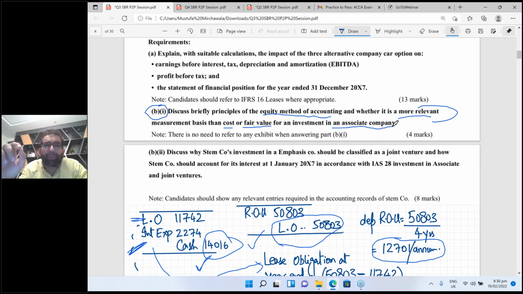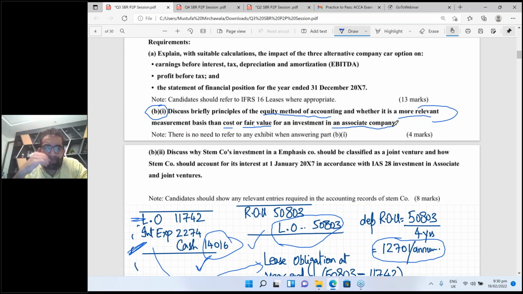So you just have to discuss briefly the principle of equity accounting. First of all, you need to define how we do equity accounting. Then after that, you need to compare it with cost and fair value, just 4 marks. That's it. And this is a general discussion, not linked to this question.